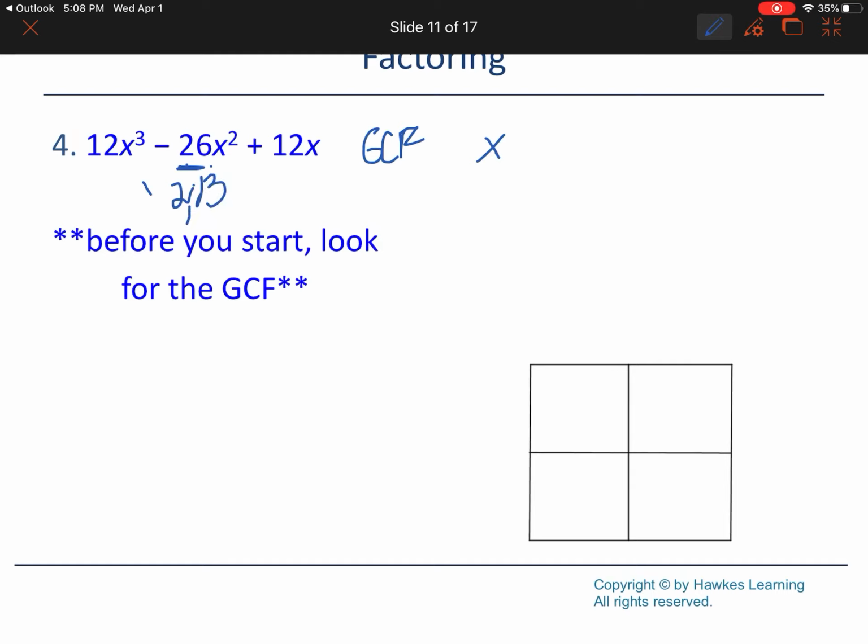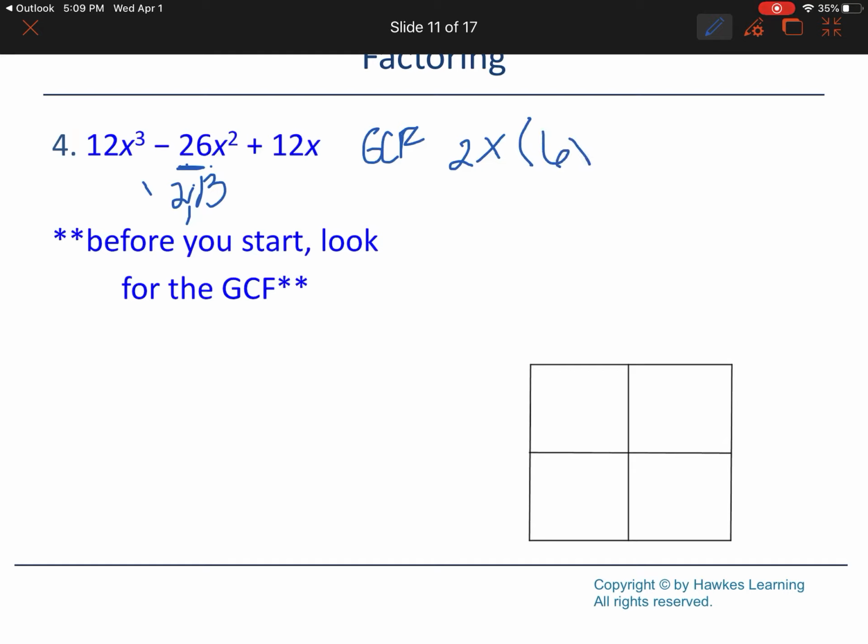And so the 2 is going to be in common. The 13 is not going to be in common. 13 doesn't go into 12, right? So it is a 2. So there is a 2x that is the common factor. So we pull that out and we factor that.